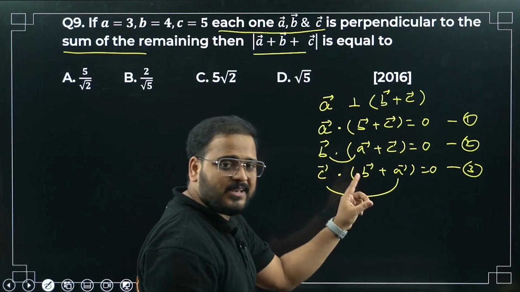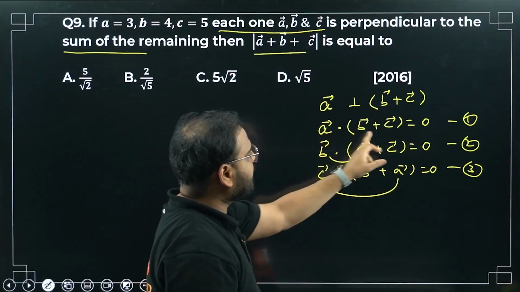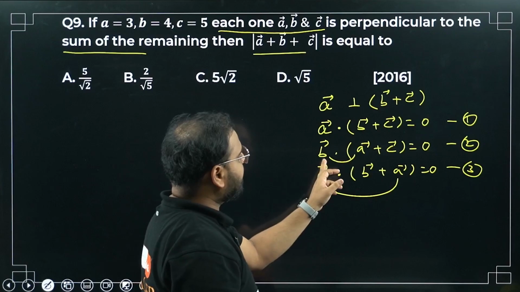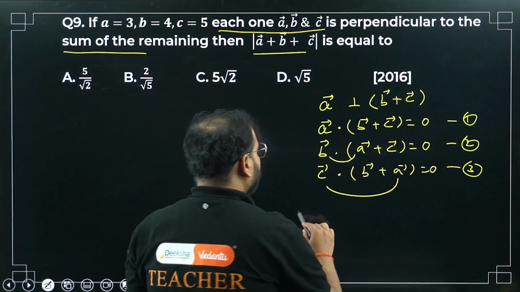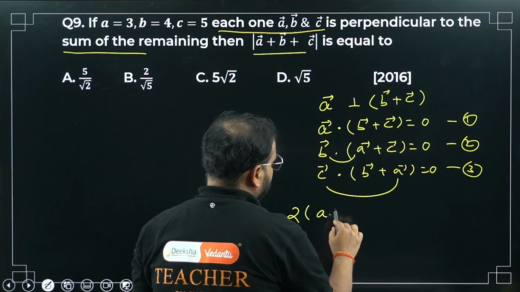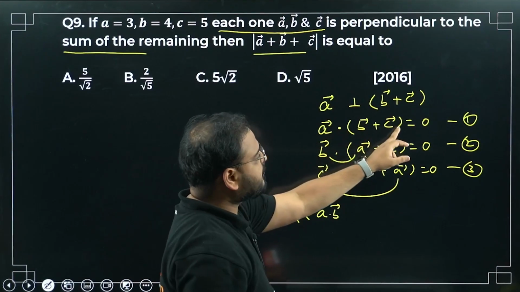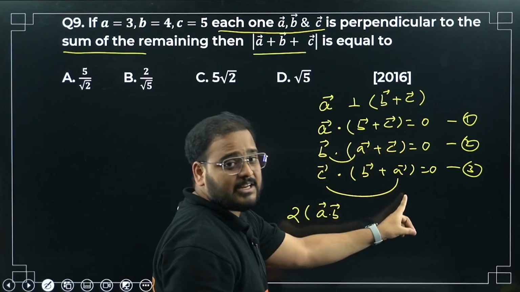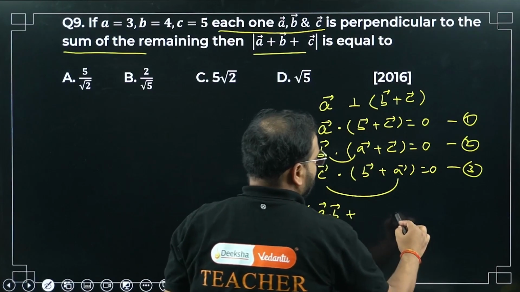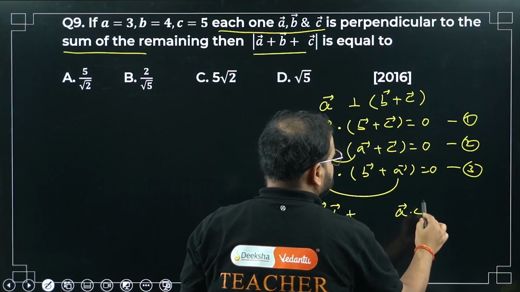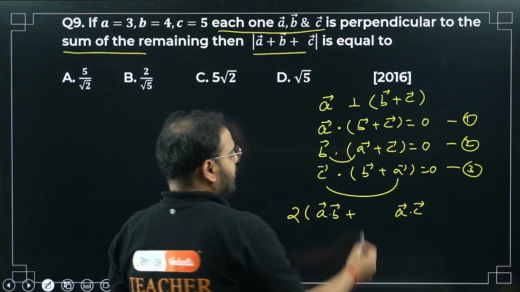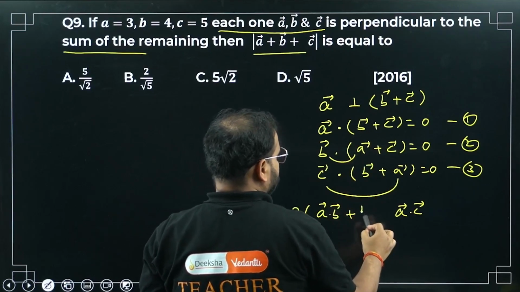B dot A and A dot B is the same, right? So A dot B I'm getting in the first equation, and again I'm getting B dot A in the second equation. So I'll get 2 times A dot B. Same way, I'm getting A dot C in the first equation and C dot A in the second equation. So again A dot C 2 times. I'm also getting B dot C 2 times. Please cross check.